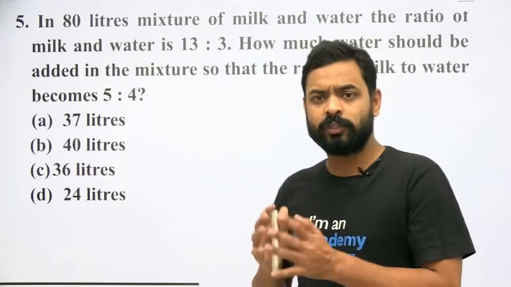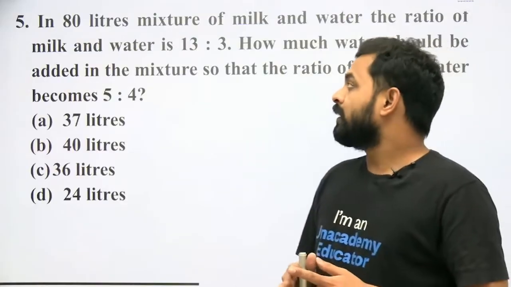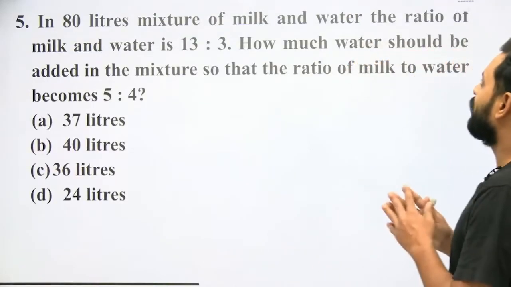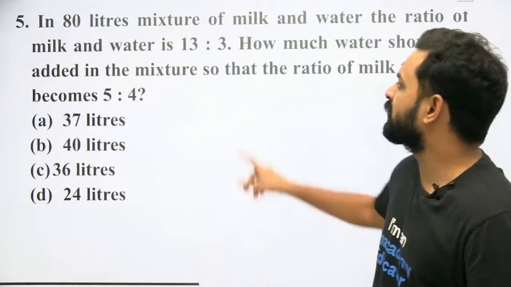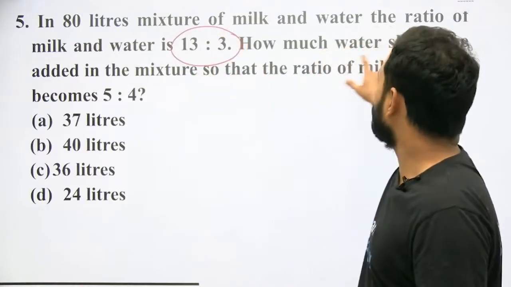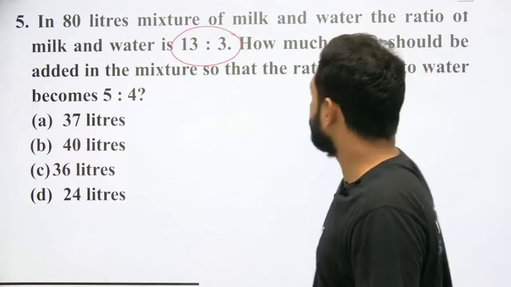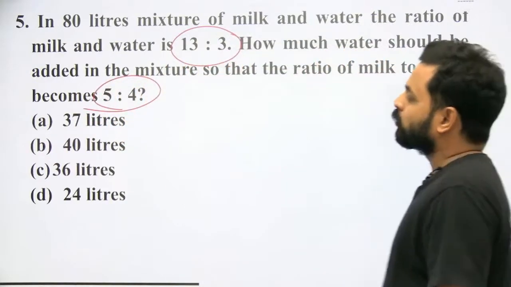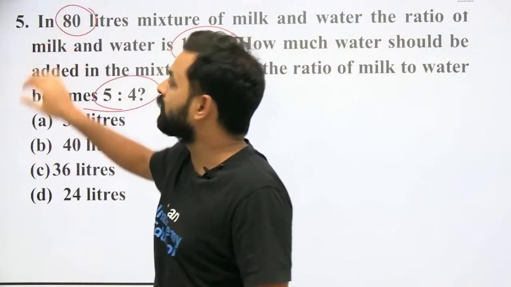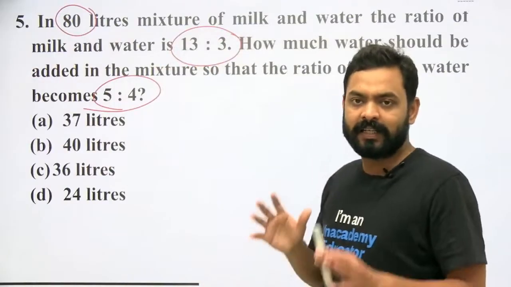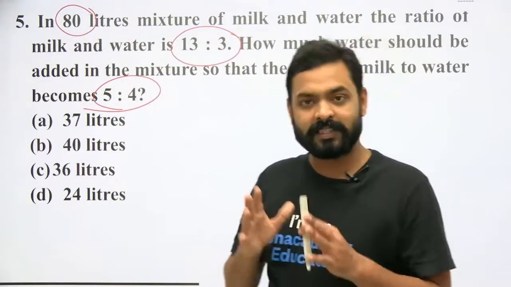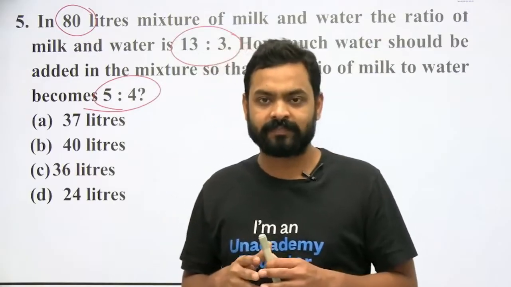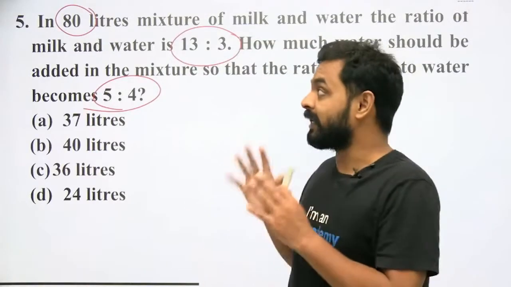Again, the same kind of question, you can give it a try. In 80 liters of a mixture of milk and water, the ratio of milk and water is 13:3. How much water should be added so that the ratio of milk to water becomes 5:4? So the total amount is 80 liters. Can we solve it mentally, guys? That's very important. Let's give it a try, and then I'll explain it by writing it down.